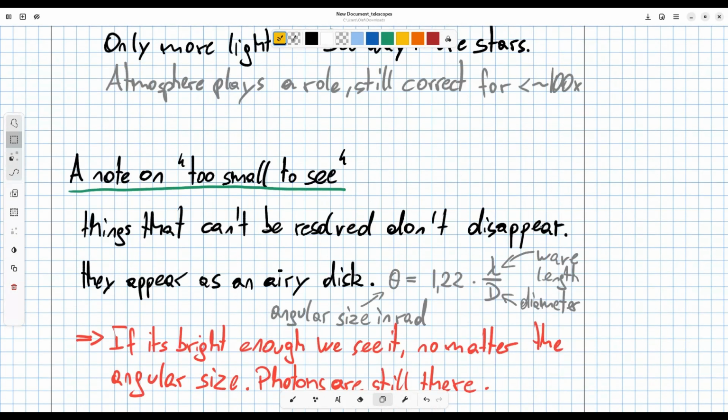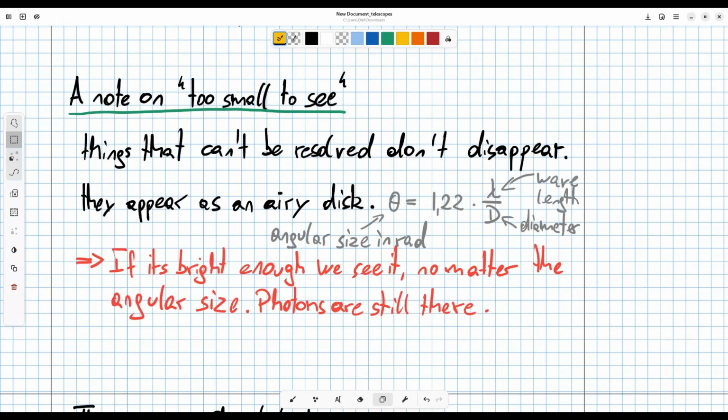Please, flat earthers, please remember that things that can't be resolved don't disappear. It doesn't mean that we can't see them. They appear as what's called an airy disk. They have a certain resolution. The resolution can even be calculated. Flat earthers frequently bring this up.